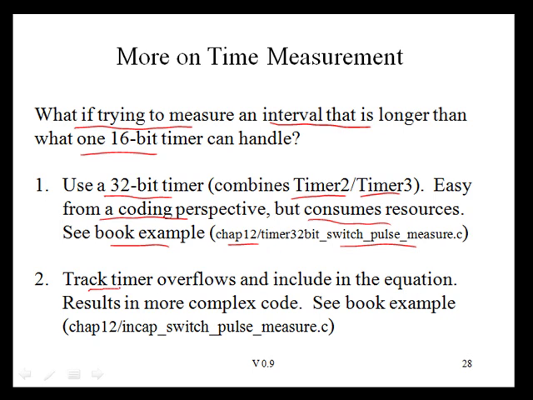Another way to do it is simply to track timer overflows for a 16-bit timer and include this in the equation. This results in more complex code, but only uses a single 16-bit timer. You can see the book example that does this, Chapter 12, NCAP switch pulse measure.c.